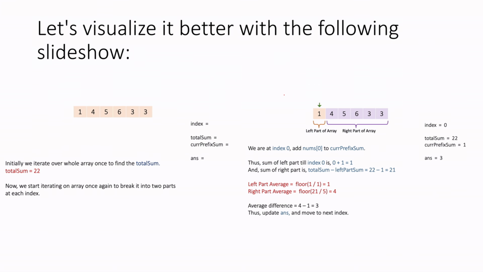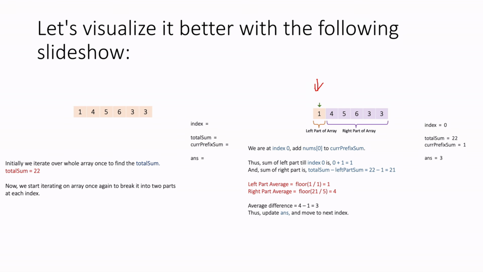So let's understand this example. We can visualize this using these slides, right? The total sum is 22. Initially we iterate over the whole array and find the total sum. Now we start iterating on the array once again to break it into two parts. If the index is at 0, the left part is 1, and the rest is the right part.